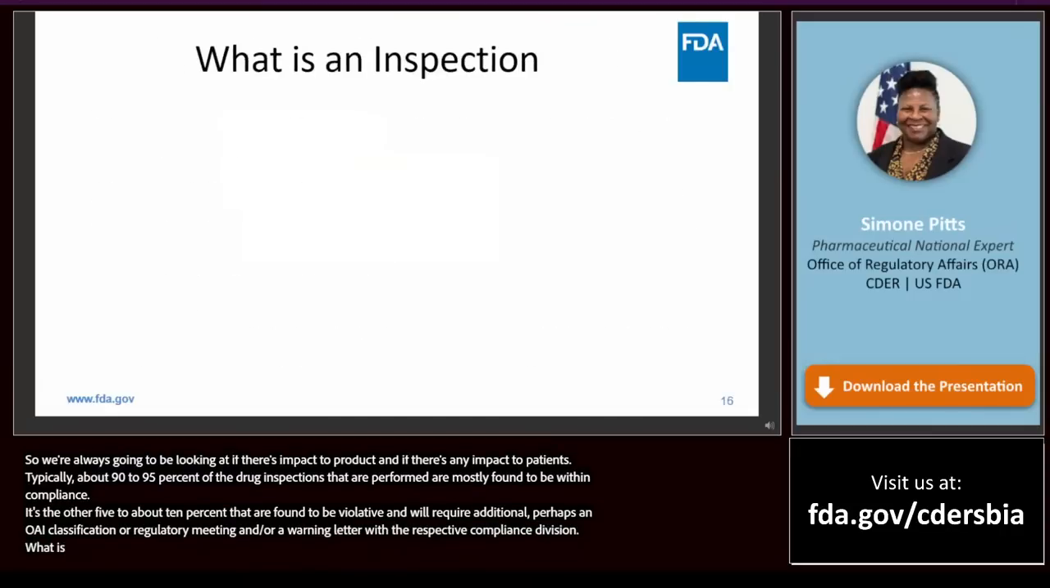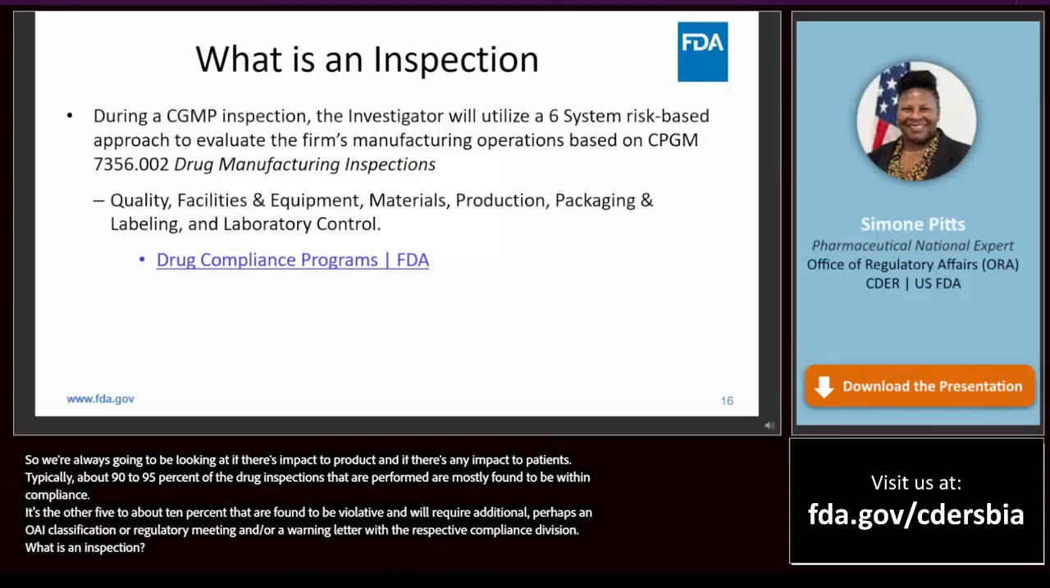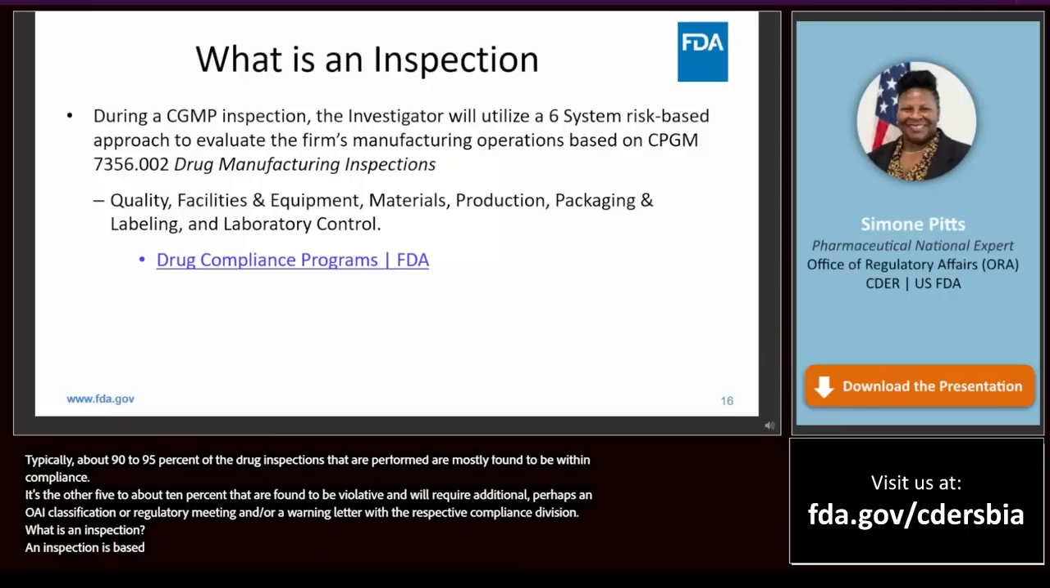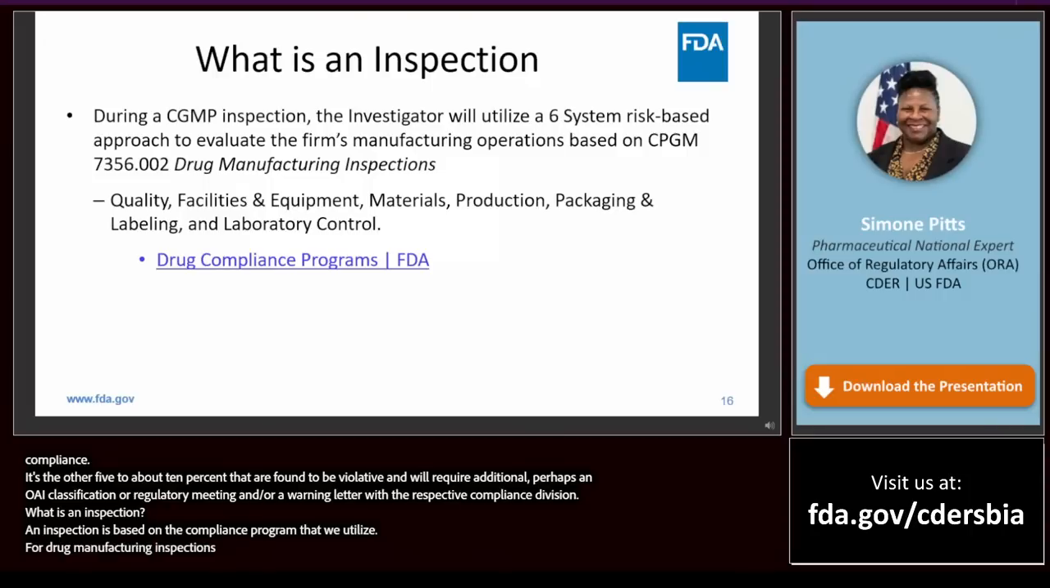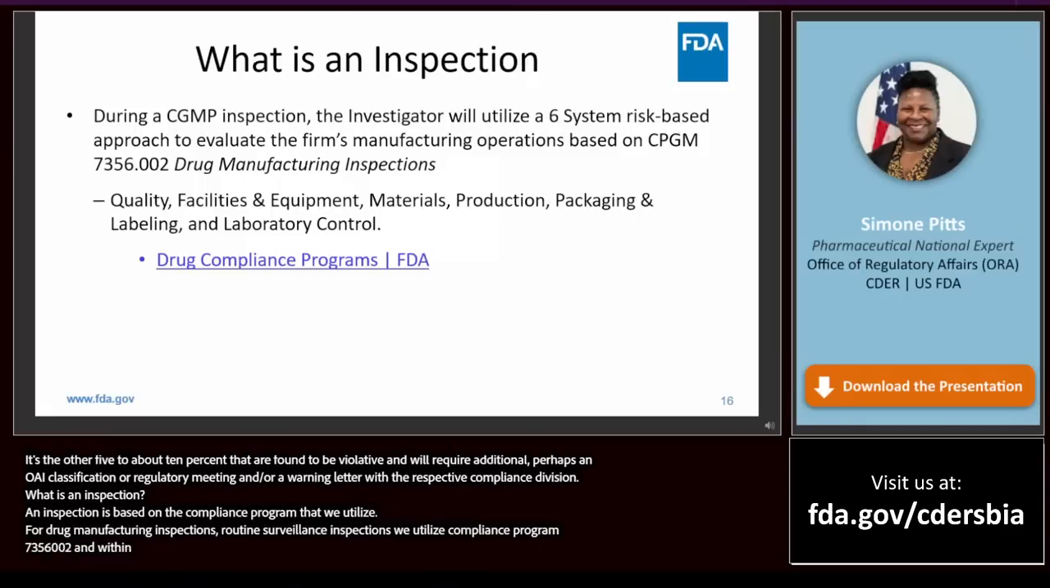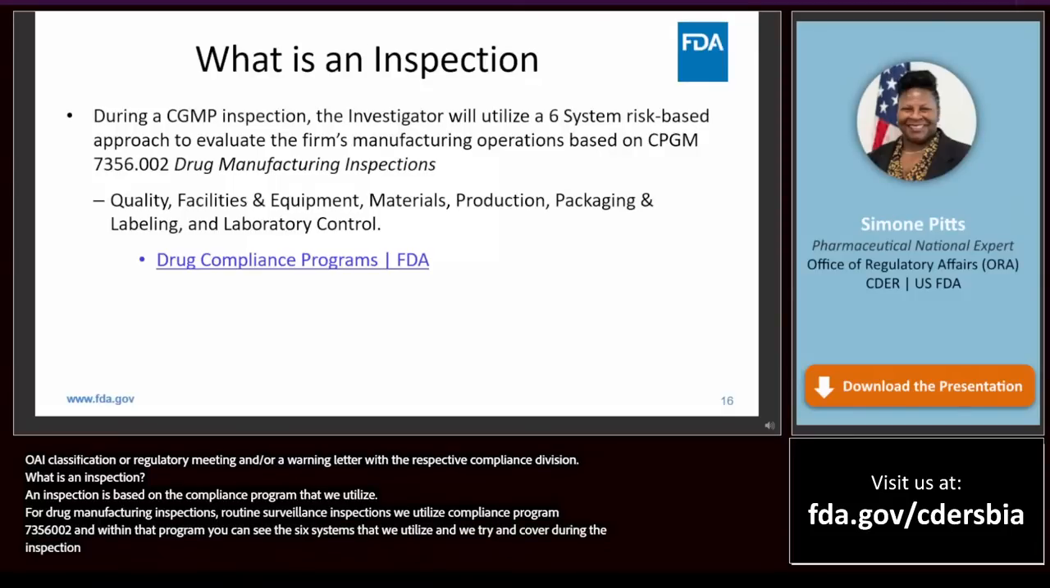What is an inspection? An inspection is based on the compliance program that we utilize. For drug manufacturing inspections, routine surveillance inspections, we utilize compliance program 7356002. Within that compliance program, you can see that there are the 6 systems that we try and cover during the inspection. The 6 systems are quality, facilities and equipment, materials, production, packaging and labeling, and the laboratory control system.